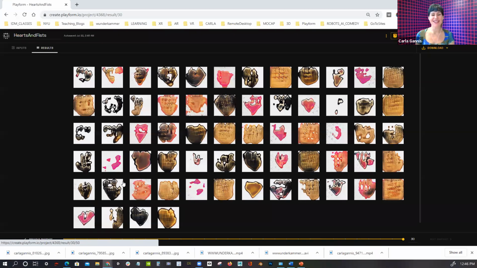I know Ahmed in his talks will show pictures of Francis Bacon, and then he'll show images generated by Playform. But it's really a function or product of the platform making mistakes. But in that, there's such a beauty and aesthetic I find to those images. And so I'm actually really happy with these hearts and fists now.